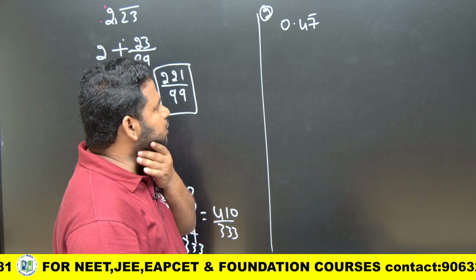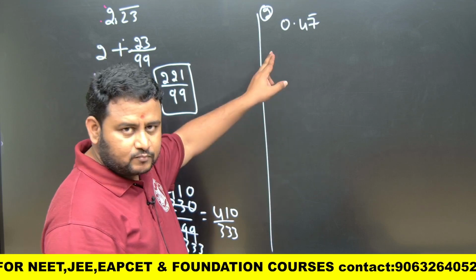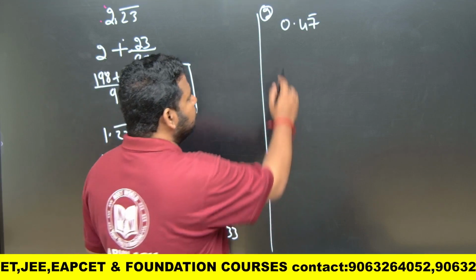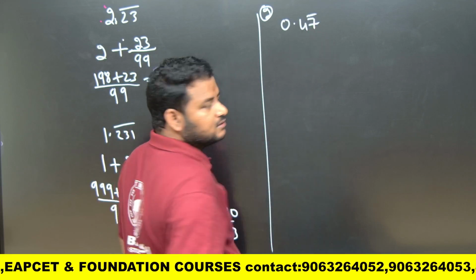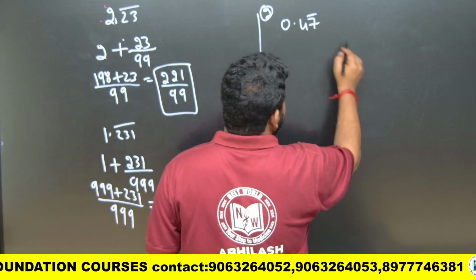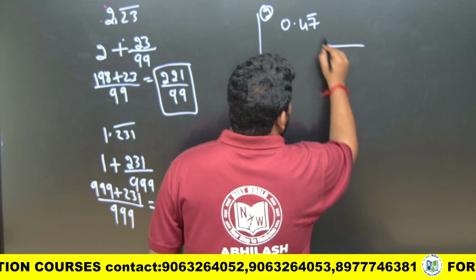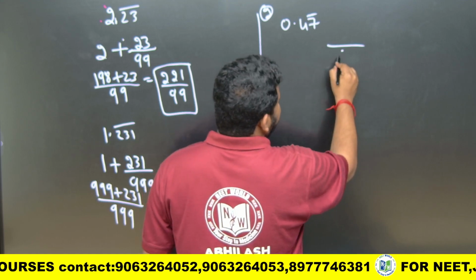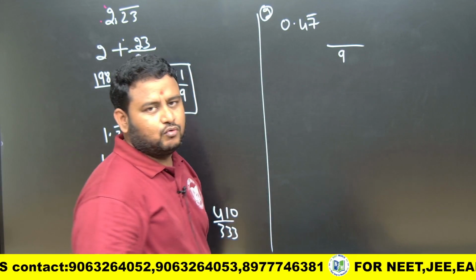Here what we should do is write how many digits the bar is on. On how many digits is the bar there? On 1 digit the bar is there. So how many nines should I write? Only one 9. I should write only one 9.